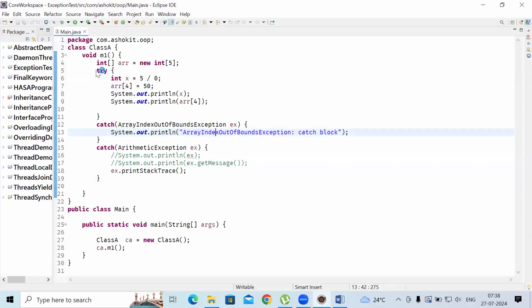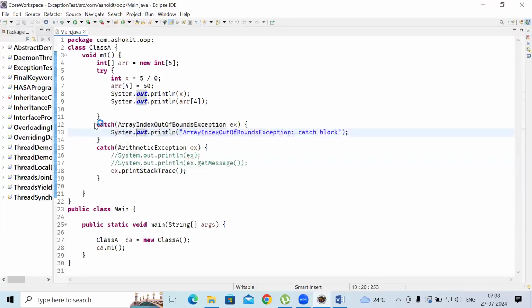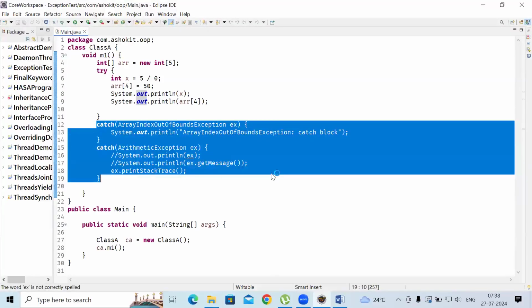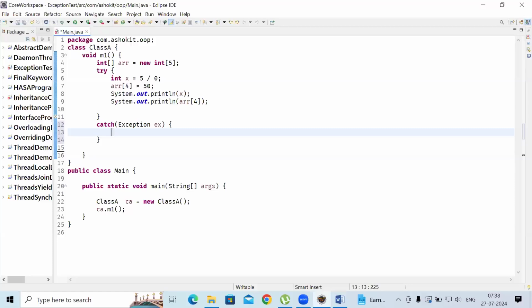What to understand is, whenever you are writing a try block, you have to add a corresponding catch block. You cannot write only a try block without a catch block. You can see that you are getting an error at line number 11, because the try block is there, but there is no corresponding catch block. If I write the catch block here, you can see the error got removed.